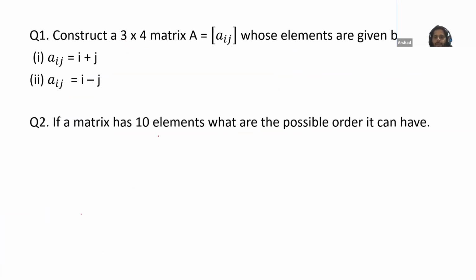Just tell me the second question. A matrix has 10 elements. What are the possible orders it can have? Can you tell me what the order of the matrix is if the total number of elements is 10? 5 by 2, very good. 5 by 2, 2 by 5, 1 by 10. Can we say 10 by 1? Yes, 2 by 5. Very good. So these are the possible orders. So please note down this.